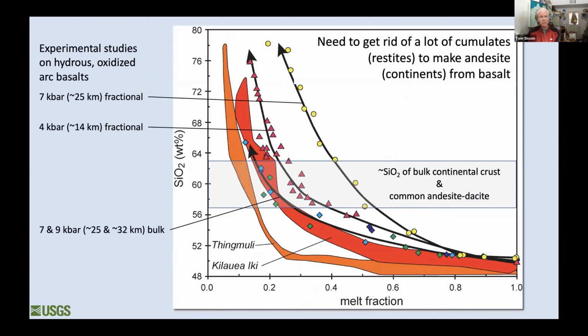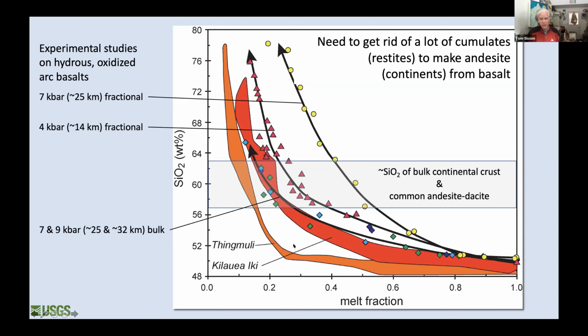So some of the problems, as Kyle said, I do experimental work, and a number of laboratories, mine, MIT, ETH Zurich, have recently been doing experiments on hydrous arc basalts under oxidized deep crustal conditions. And one of the results that you come up with is that it takes a lot of crystallization differentiation to get the liquid into the field of the silica content of bulk continental crust or common andesites and dacites.